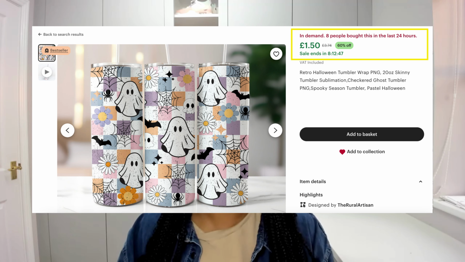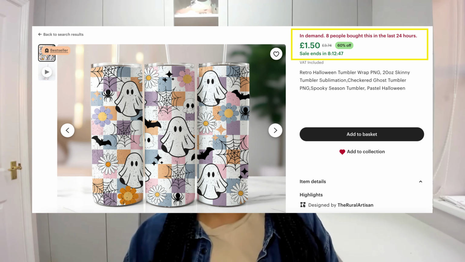Particularly the people who are using and buying these tumbler wraps are POD sellers, which is print on demand, and sublimation crafters as well. They use them to customize tumblers with sassy, maybe sarcastic sayings, aesthetic patterns or holiday vibes. Again, the opportunity for seasonal sales as well as evergreen sales is really high with tumbler wraps.